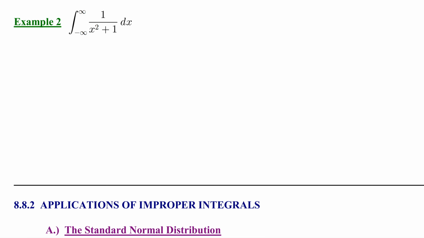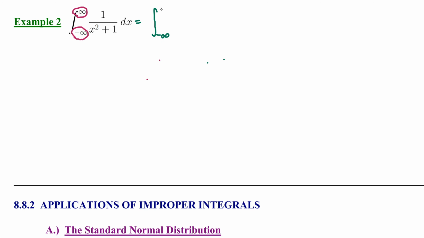Let's look at another example. We have the integral from negative infinity to infinity of 1 over x squared plus 1 dx. Notice this is an improper integral because we have two infinite limits of integration. So what we need to do is to divide this up into two integrals. We're going to split it somewhere between negative infinity and infinity, and then introduce limit operators to make our notation proper. So a convenient place to split this integral might be 0.